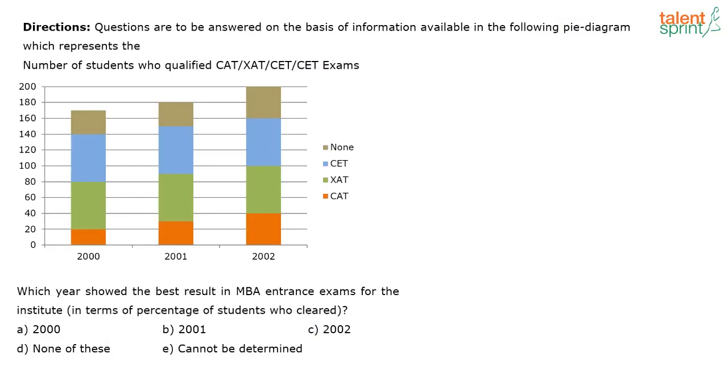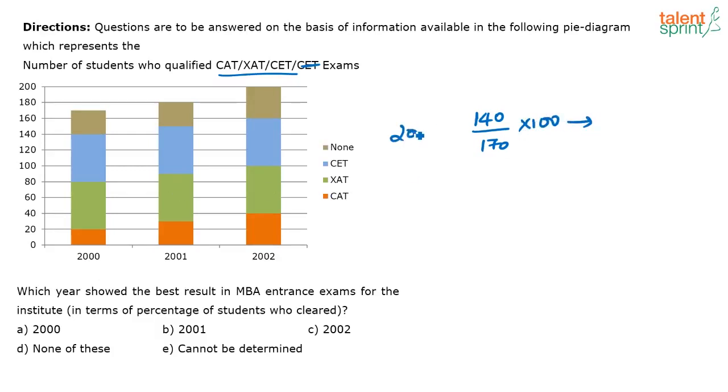Which year showed the best result in MBA entrance exams for the institute in terms of the percentage of students who have cleared? So here what should you do? See, they are asking us which year is showing the best result for MBA entrance examination. So all these are MBA entrance examinations, right? CAT, SAT, CET. So which year is showing the best result in terms of percent of students who have cleared? So how do you solve this? See, if you look at the year 2000, totally out of 170 students, how many students have cleared? 140 have cleared. 140 by 170, right? That is the percentage that we are looking at in the first case.